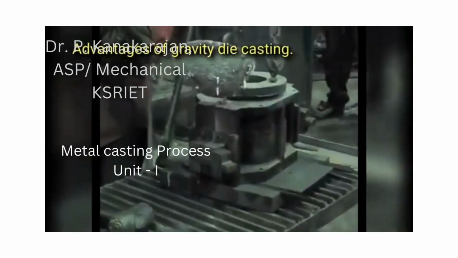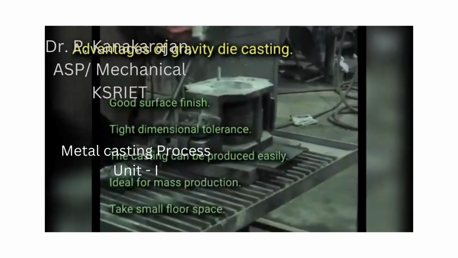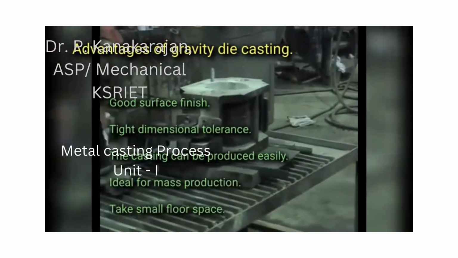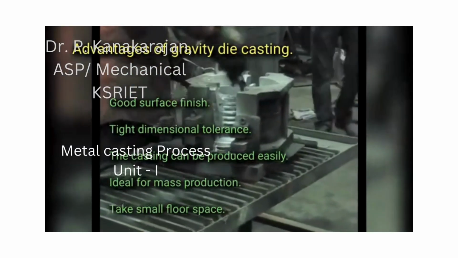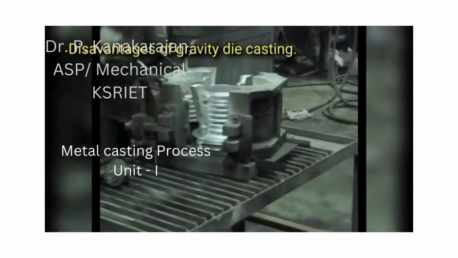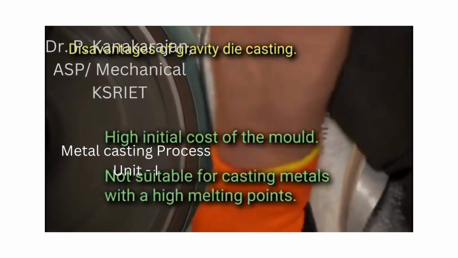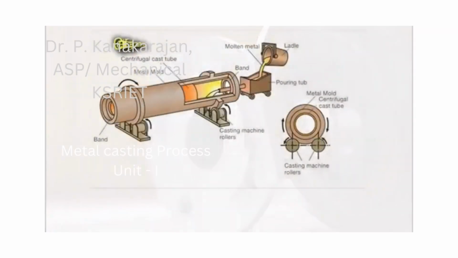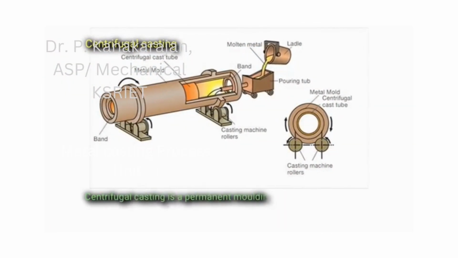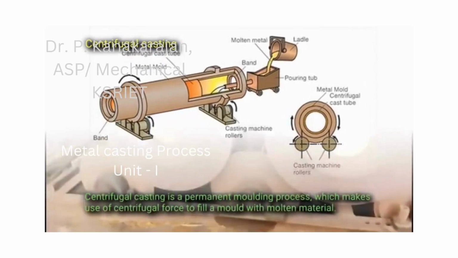Advantages of gravity die casting: good surface finish, tight dimensional tolerance, thin castings can be produced easily, ideal for mass production, takes small floor space. Disadvantages of gravity die casting: high initial cost of the mold, not suitable for casting metals with a high melting point.